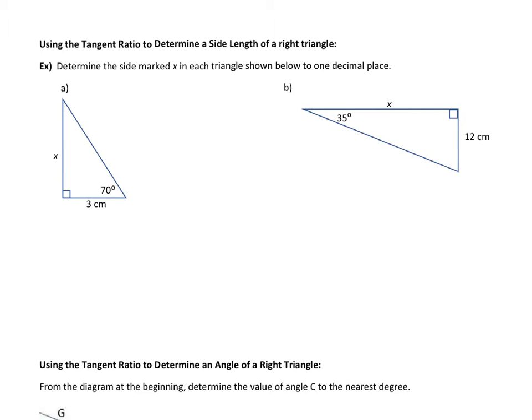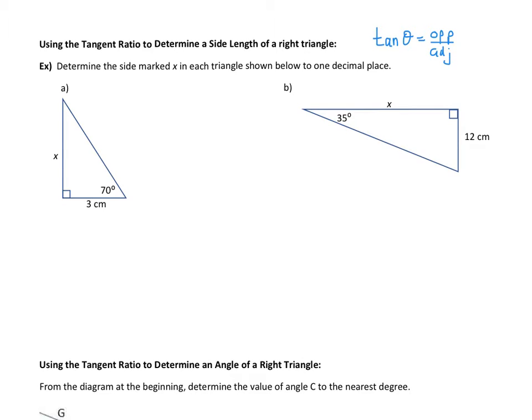Now we're ready to find how to use the tan ratio to determine the side length of a right triangle. So remember our tangent ratio, the tan of an angle, so tangent of theta. Never leave your tan hanging. You always have to follow it with its angle value. The tan of the angle is equal to the side opposite divided by the side adjacent to it. And when I'm talking about sides, I'm talking about their lengths.